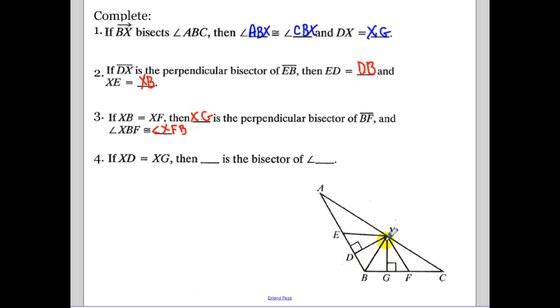Okay, next. If XD is equal to XG, so I have these segments equal, and I have perpendiculars to that segment and to that segment, therefore XB is the bisector of angle ABC.